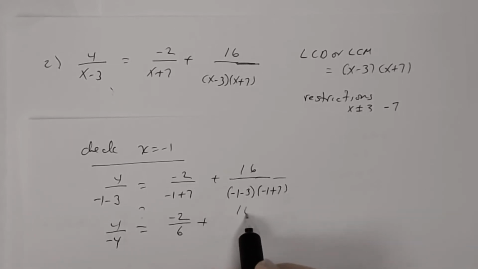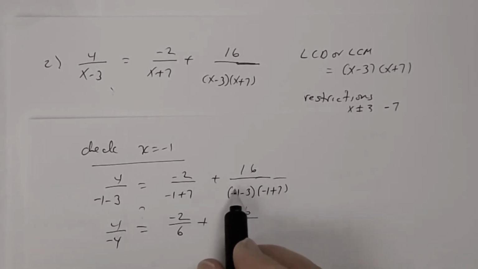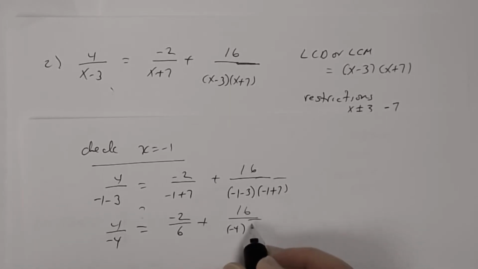Plus, and then that's 16 divided by, now be careful here. So notice what I'm doing. This first factor, that's a negative 1 and negative 3, which is a negative 4. I'm going to write it like this, times, and then this one, negative 1 plus 7, 6. Y'all agree? Okay.